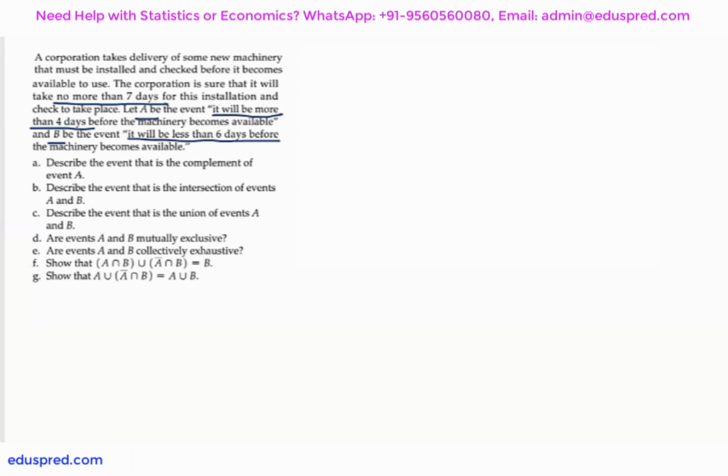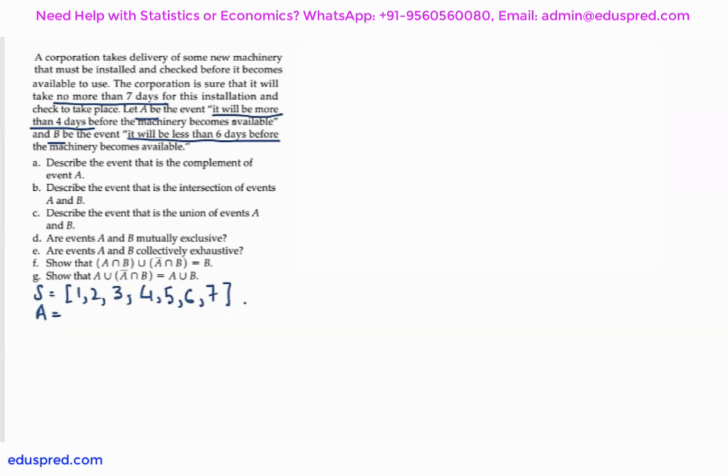What we have to do? Firstly, we have to describe the event that is the complement of event A. So first, let us define the event A. Before defining A, let's define the sample space. What will be the sample space? The corporation is sure that it will take no more than 7 days. So that means that either it will take 1 day, 2 days, or up to 7 days, right? So 1, 2, 3, 4, 5, 6, 7. But it's not going to take anything more than 7 days. So that becomes our sample space.